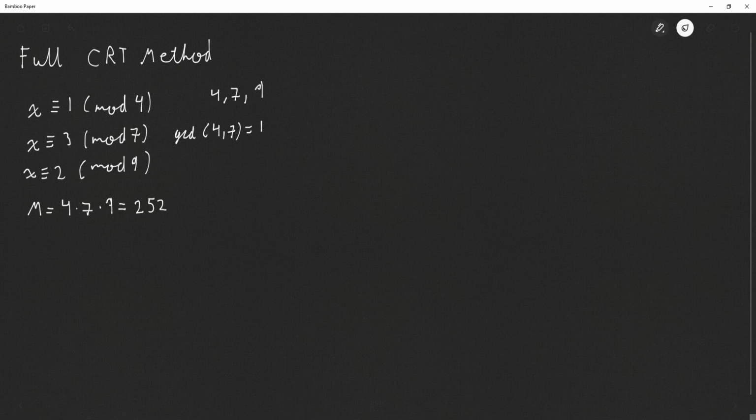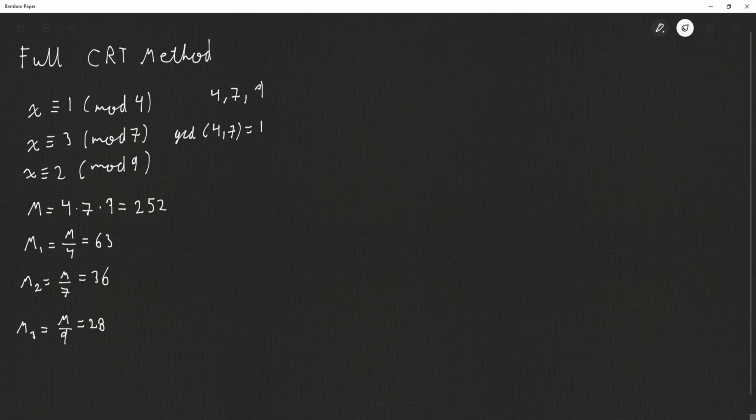So now we need to compute each partial modulus. Here we need to split up our M into 3 different parts because we have 3 different numbers. Our first one, M1, is going to be M divided by 4, which gives us 63. Our second one, M2, is going to be M divided by 7, which gives us 36. And finally, we get M3, which is equal to M over 9, which is equal to 28.